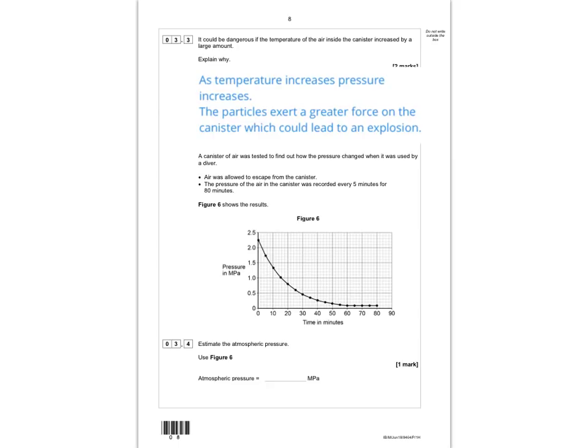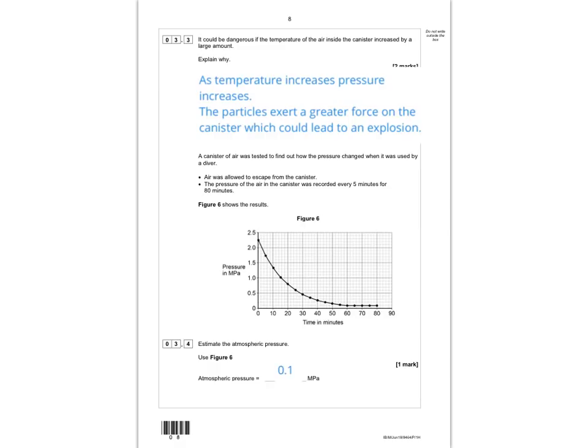So the atmospheric pressure will be achieved when the pressure of the canister is equal to the pressure of the air surrounding it. So what we're seeing is the pressure decrease inside the canister until it levels out, and where it levels out, that's the atmospheric pressure. So we need to read this value off the graph. Okay, and we can see that each 5 small squares gives you 0.5. So we can see that line there where it's leveling out is at 1 small square. So that will be 0.1 megapascals.